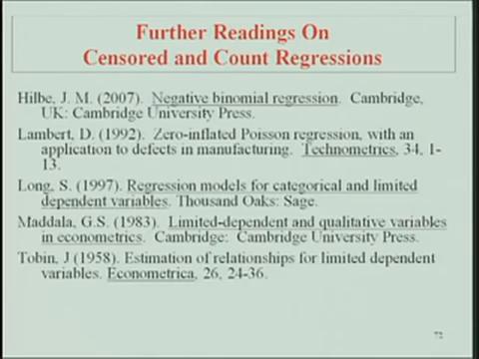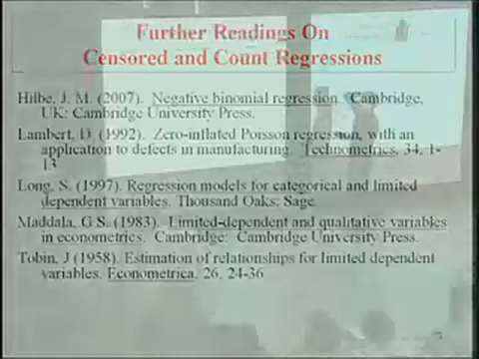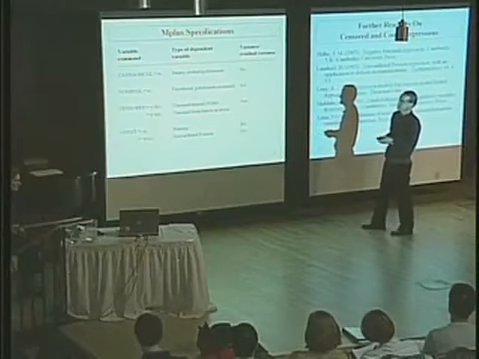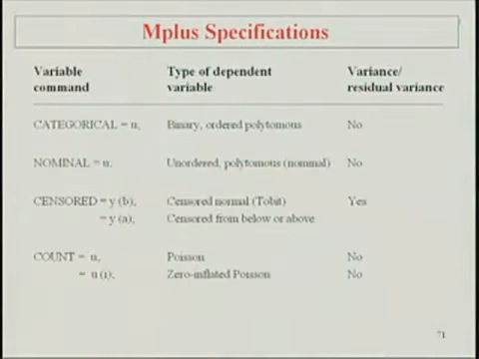So in Mplus then, bringing it back home, summarizing here, we have the variable commands of categorical U, defining the dependent variable as categorical, which we do for binary and ordered polytomous. Nominal U is for unordered polytomous, nominal variable. Censored is the censored normal from either below or from above. The picture we showed, the example of household expenditures, was censored from below at 0.